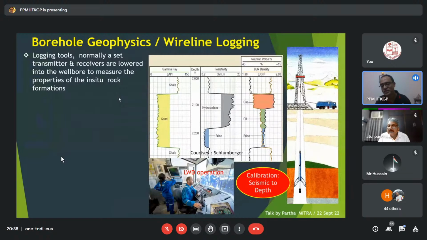Now again, the driller will ask you, okay, this is the hydrocarbon, but which one is gas and which portion is oil? Okay, fine. We have an answer to that also. So what you do is, you have neutron porosity, which is one kind of log, and there is another, bulk density. This one is the bulk density, and this one is the neutron porosity.